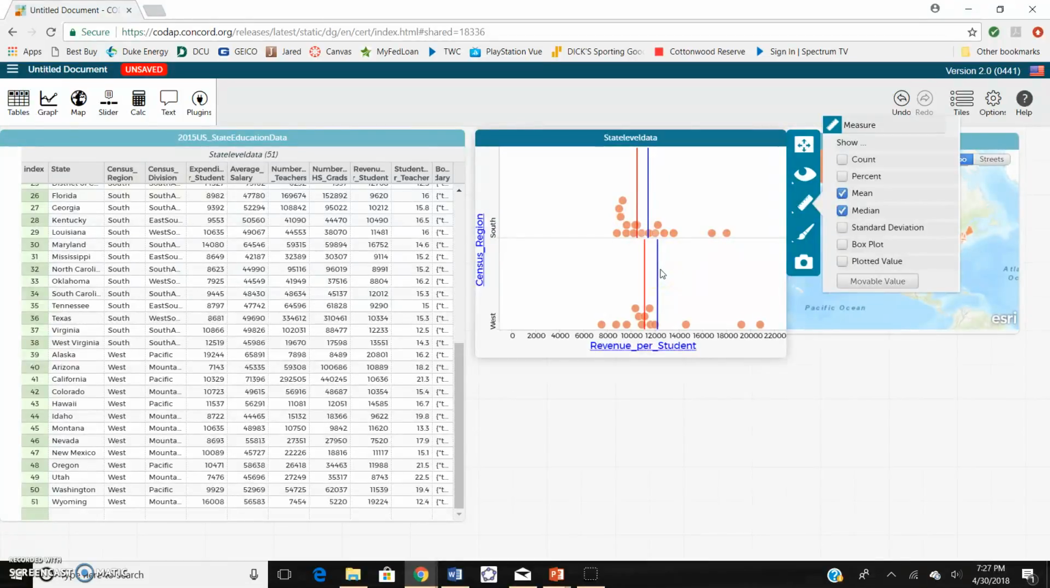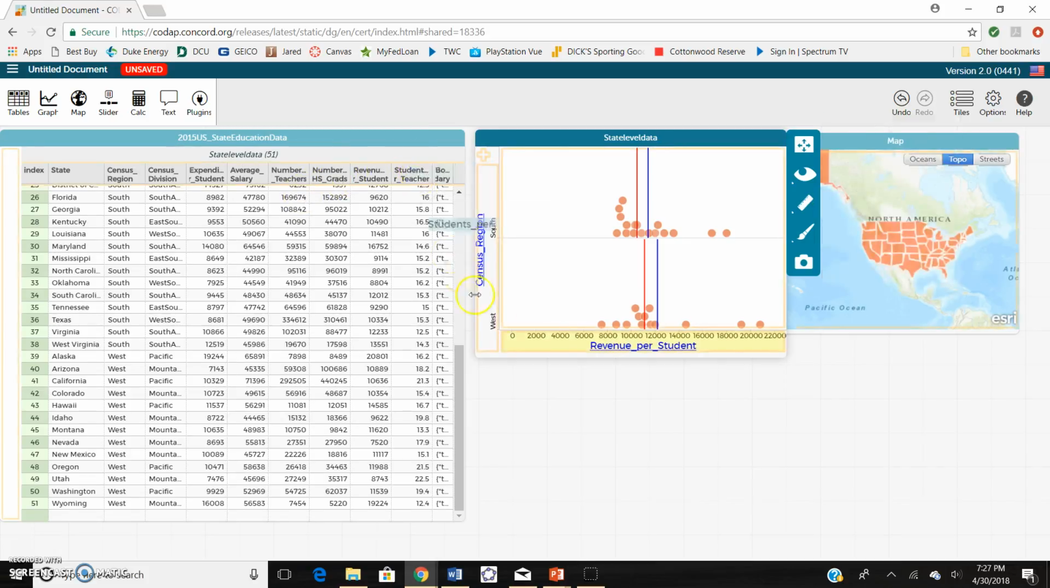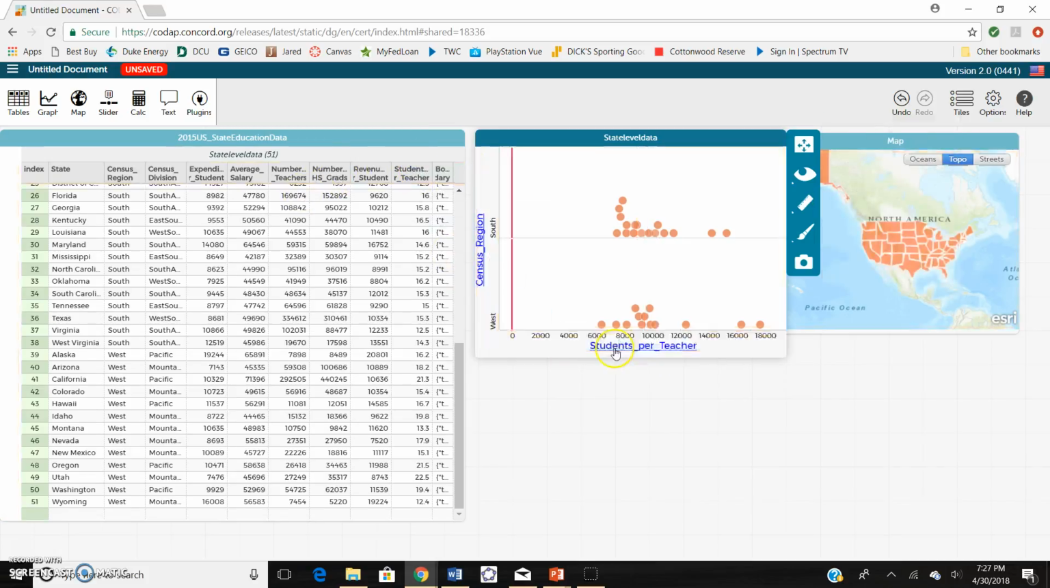So again, I have another piece of information and statistics to back it up that are telling me that I will be better off teaching out West. But let's just look at one more thing, because I would be worried about how many students I have in my classroom and how many students I will be responsible for.